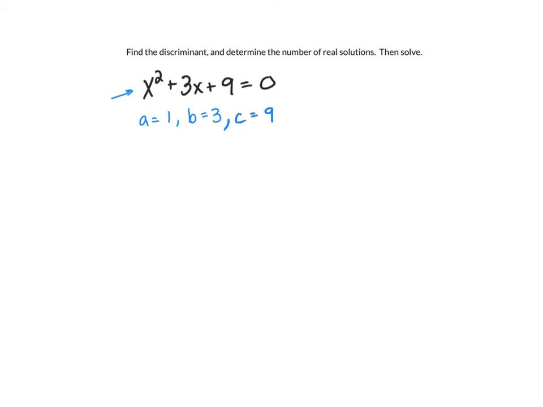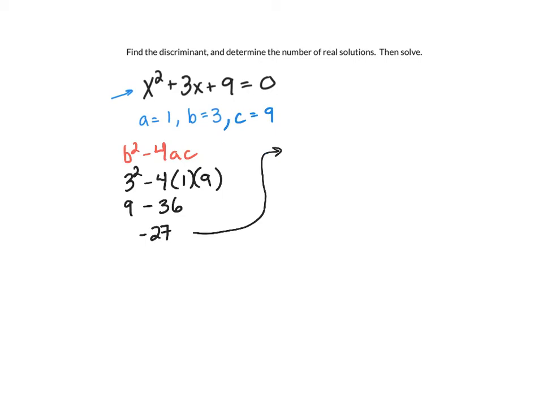So now that I know a, b, and c, I'm going to use my discriminant expression, b squared minus 4ac, to figure out what the discriminant is equal to. So I know b is equal to 3, so I have 3 squared, minus 4, a is equal to 1, c is equal to positive 9. So I'm left with 9 minus 4 times 1 times 9, or 36. 9 minus 36 gives me negative 27. So my discriminant is equal to a negative number. If the discriminant is equal to a negative number, I am left with 0 real solutions.